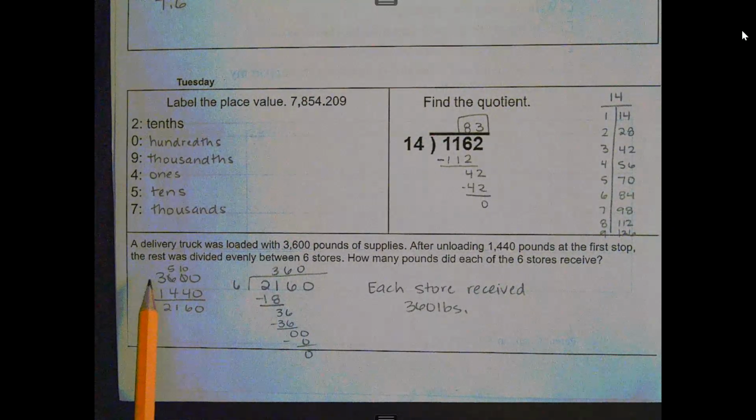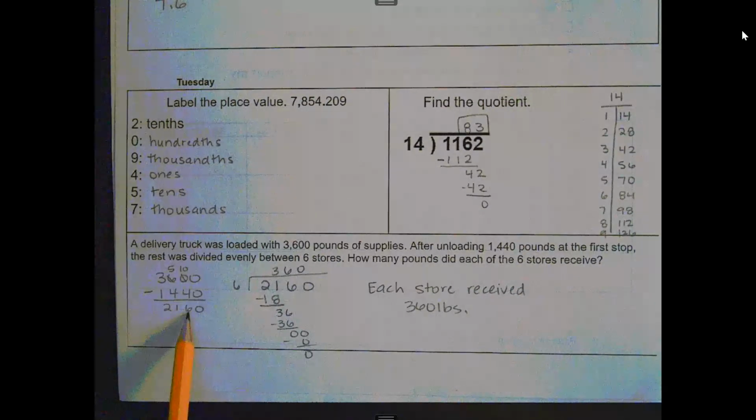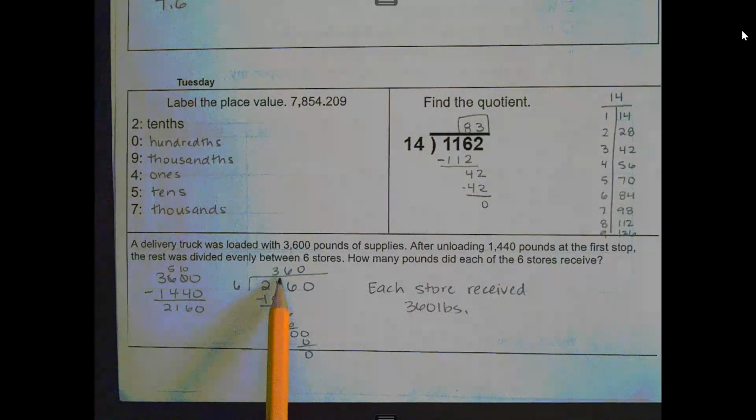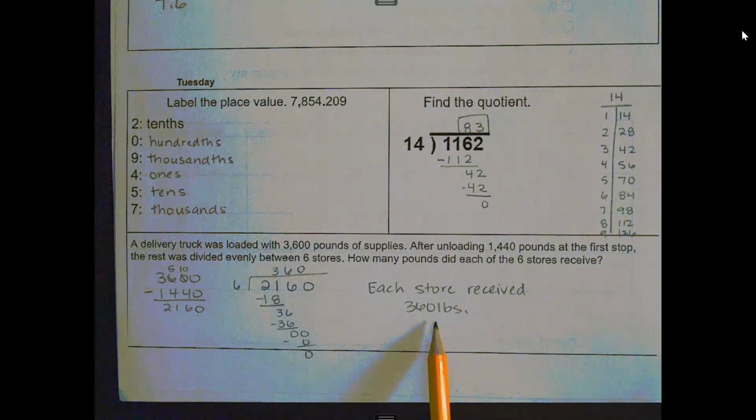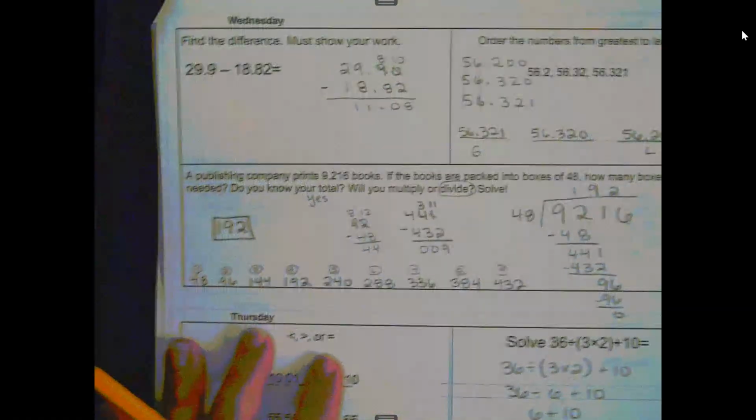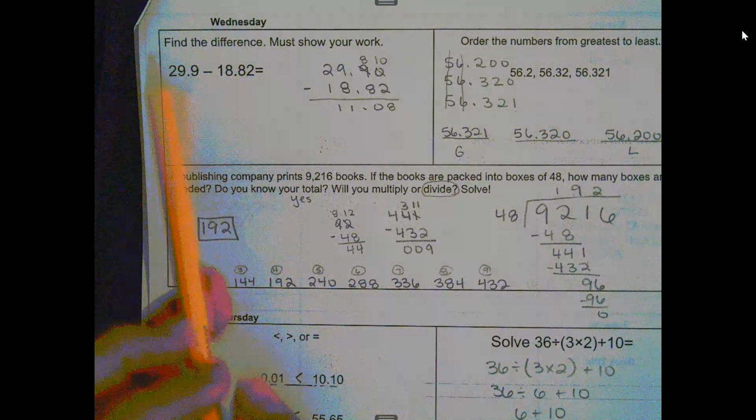And then it says the rest, so this is the rest that's left, is going to be divided evenly between 6 stores. So I'm going to take that amount, divide it by 6, and so each store is going to get 360 pounds. And then for Wednesday, you're finding the difference, so we're going to subtract.